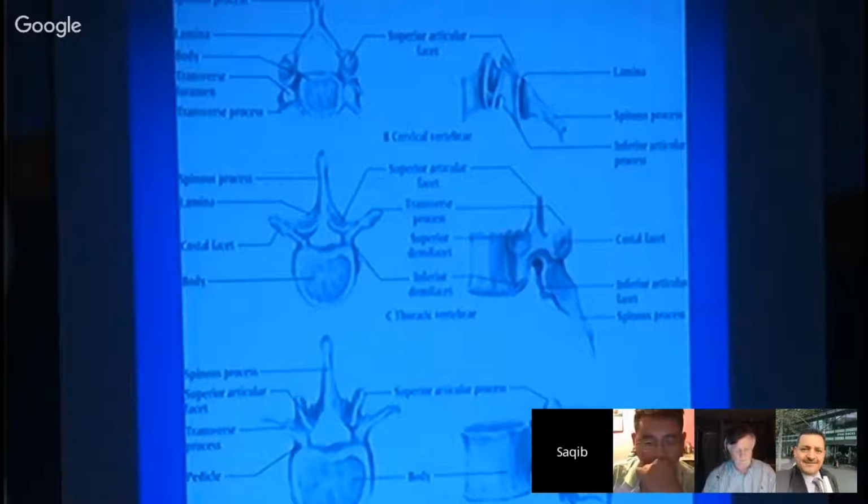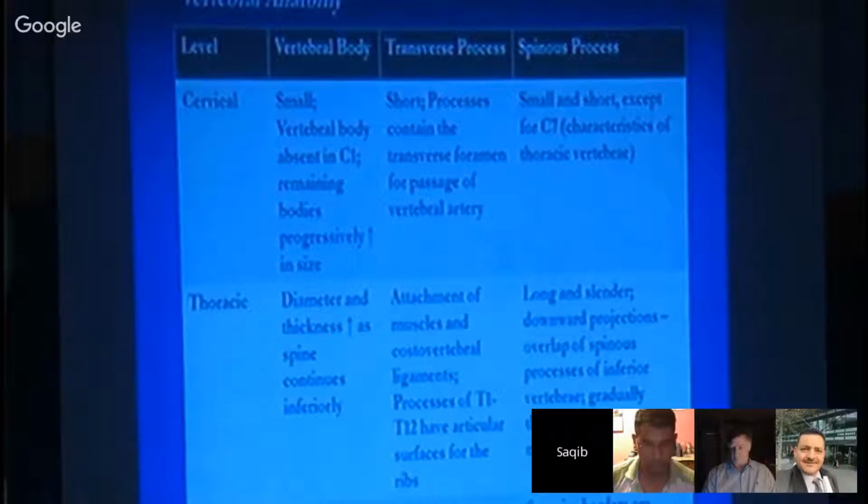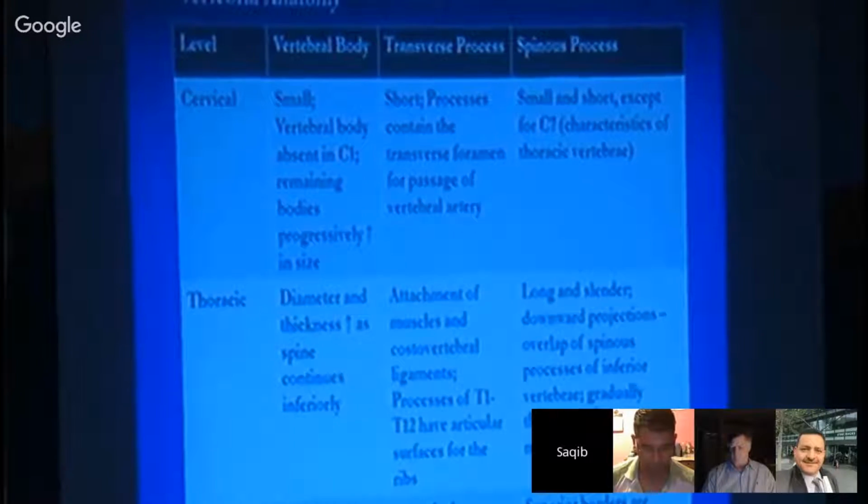You can now compare the shape of the vertebrae. You can see that in each section of your spine, the vertebrae have a specific shape and form. And if you're familiar with the spinal vertebrae, you can easily discriminate whether a vertebra is coming from the cervical, thoracic, or lumbar part. It's a table that compares the most characteristic features of the vertebrae coming from different parts of your spine.